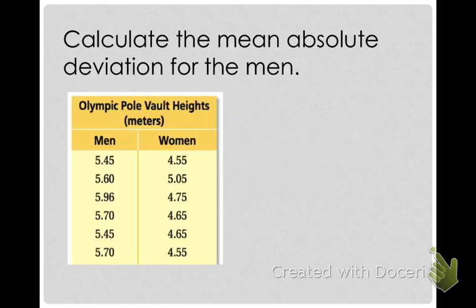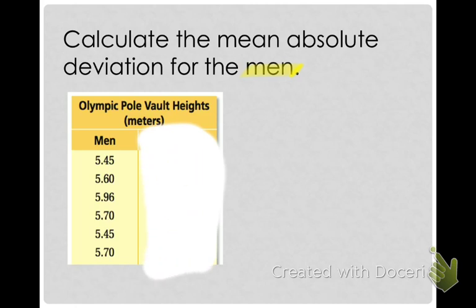All right, so what we're going to do right now is calculate the MAD for the group of men. In just a second we'll do the women, but right now we're going to start with the men. So first we have to find the mean. Add everything up, and then we're going to divide it by how many there are. And there are 6 numbers here. So take a second, freeze the video, and add those up.